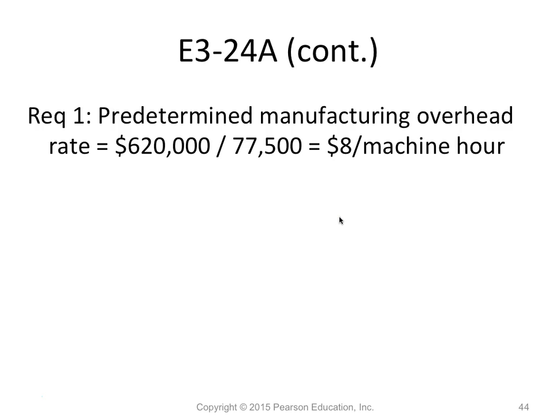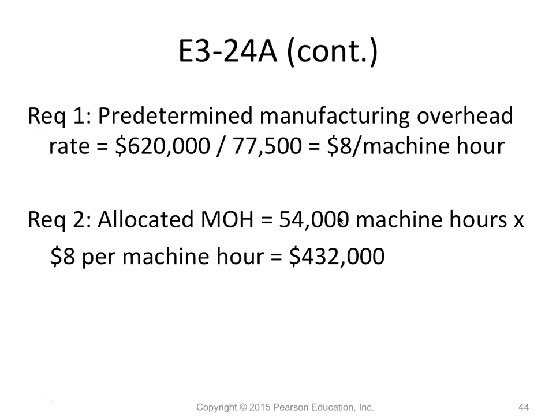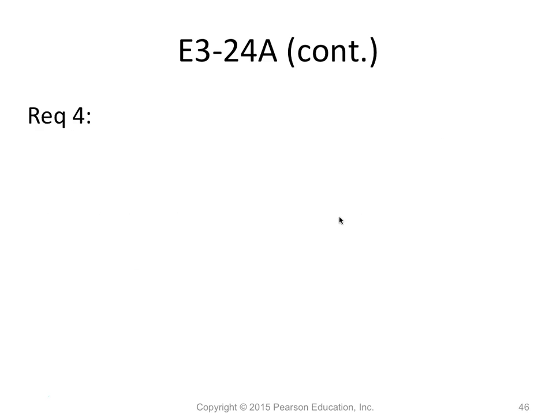So requirement 1, the predetermined manufacturing overhead rate is $620,000 divided by 77,500 direct labor hours, and it will be $8 per machine hour. And requirement 2, allocate manufacturing overhead: 54,000 machine hours times $8 per machine hour, so $432,000 will be the allocated manufacturing overhead.